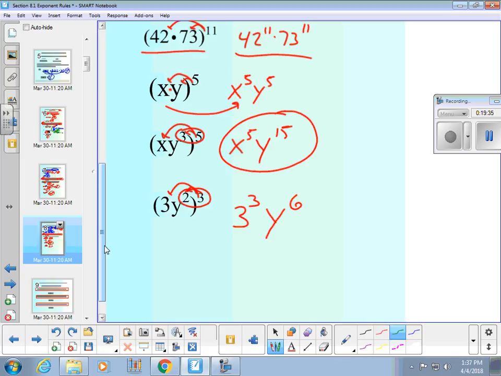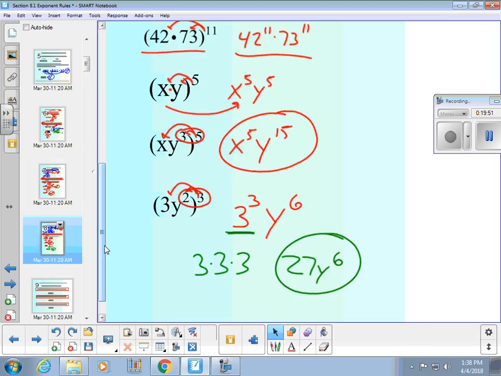Last thing I would say about problems like these is powers that you can figure out pretty easily are the ones you should put in the answer. 3 to the 3rd is definitely one I would expect that you guys should know. 3 times 3 times 3 is 27. So really this final answer you could write as 27 Y to the 6th.